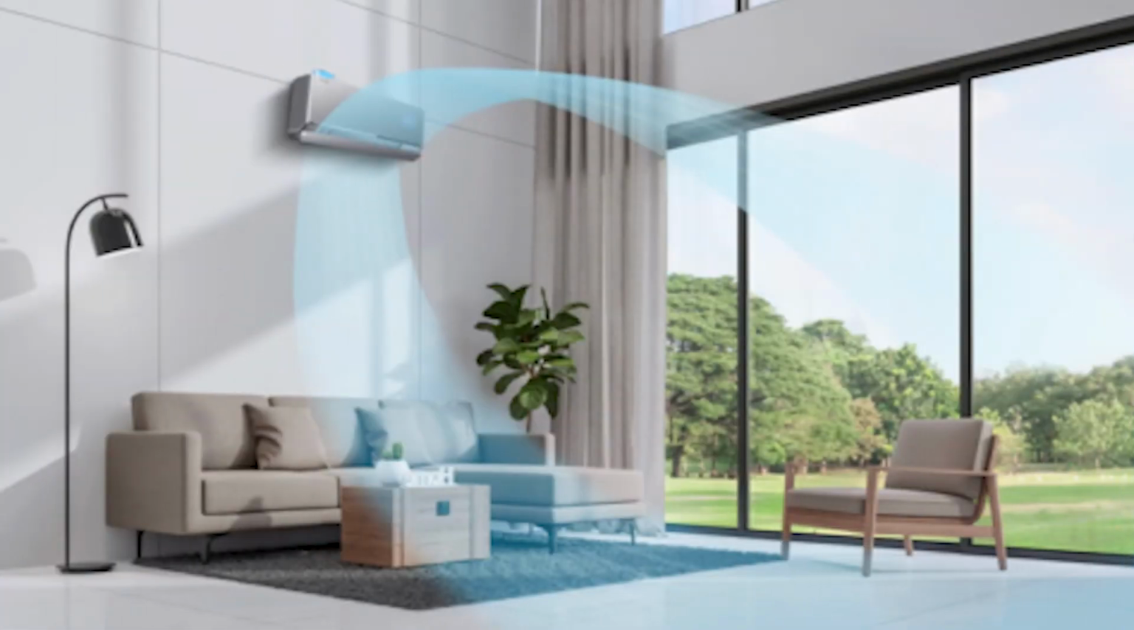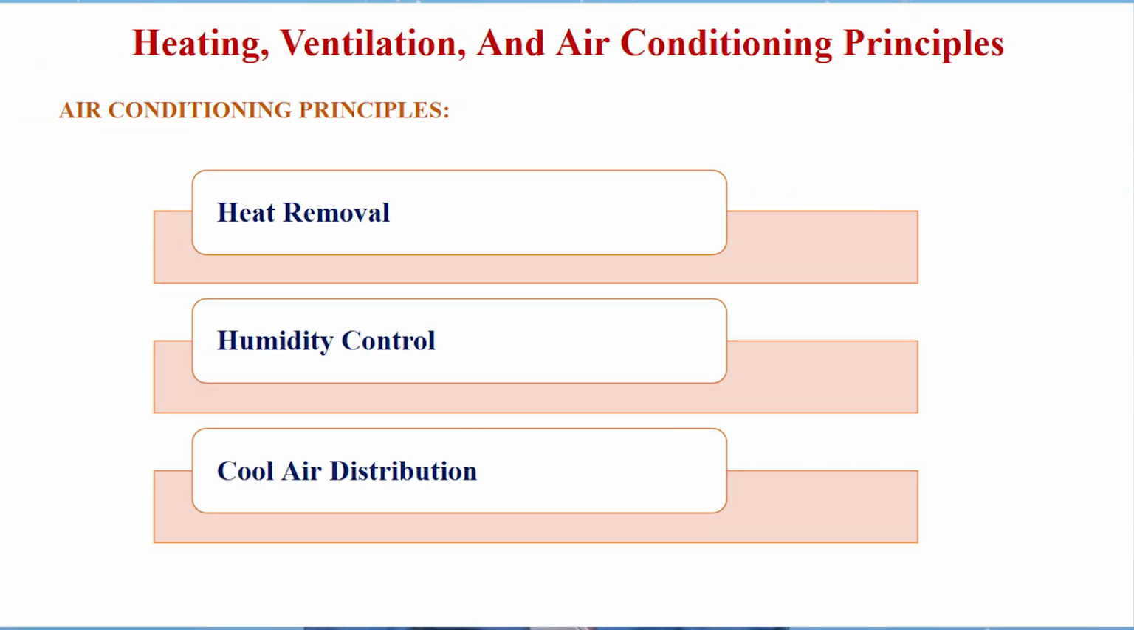The ventilation principle is very important for our day-to-day life. Every room, every house, every space should have proper ventilation, because without it we cannot have proper air movement. And if we do not have proper air movement, we cannot get fresh air inside our room. In the next slide we will learn about the principle of HVAC, that is the air conditioning principle.